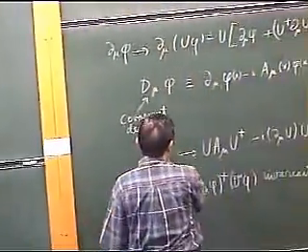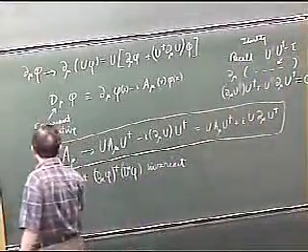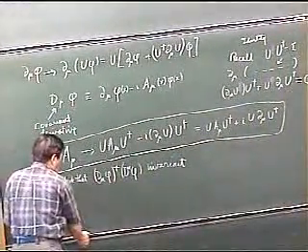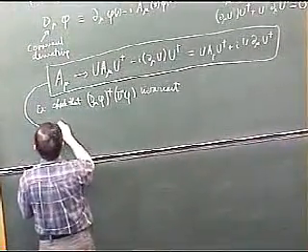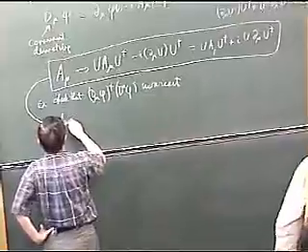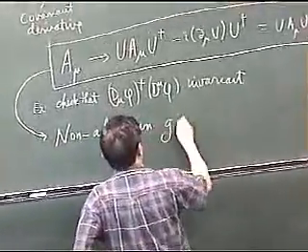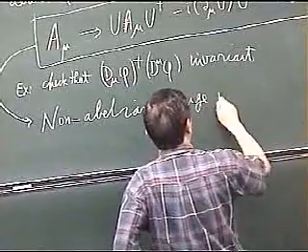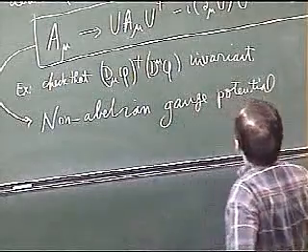Okay? So this is how this thing should transform. And this object is a very important object in modern physics. It's called the non-Abelian gauge potential.